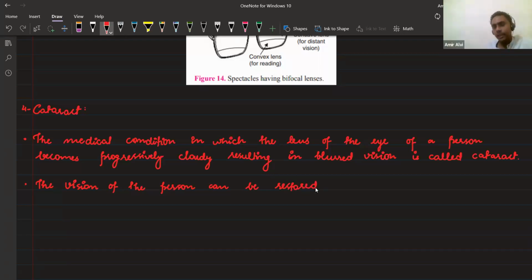Restored after getting surgery. Okay. Surgery, the main reason is that surgery. So these are the defects of the eye. The fourth. Please let me know, is this clear to all of you or not?